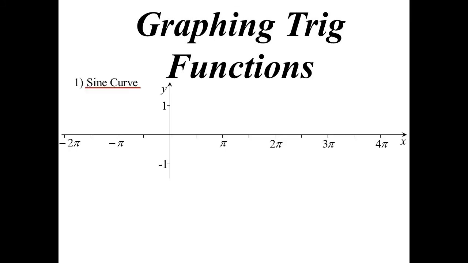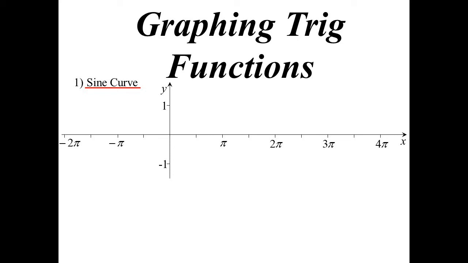So let's have a look at the graph of the basic trig functions. So our sine curve, you'll recall, has an amplitude of 1. So we'll plot that in. Now I'm going to mark off the x-axis, but we're going to use radians this time instead of degrees. And I might have got a bit carried away there. I've gone all the way up to 4 pi and back to minus 2 pi.